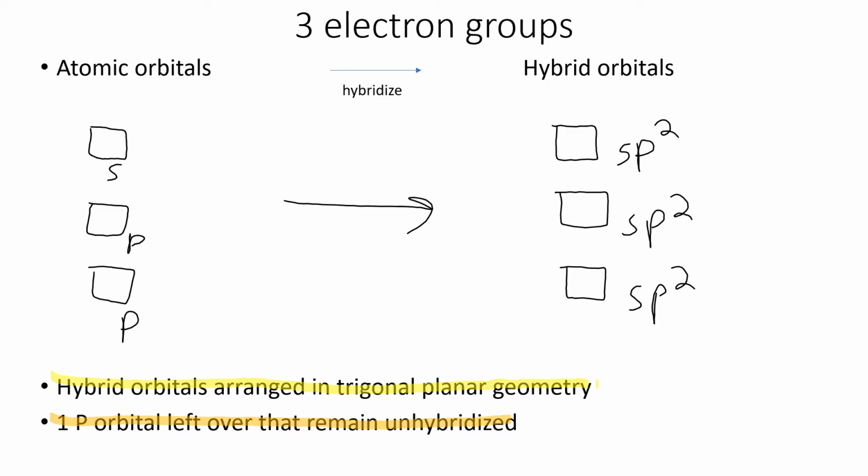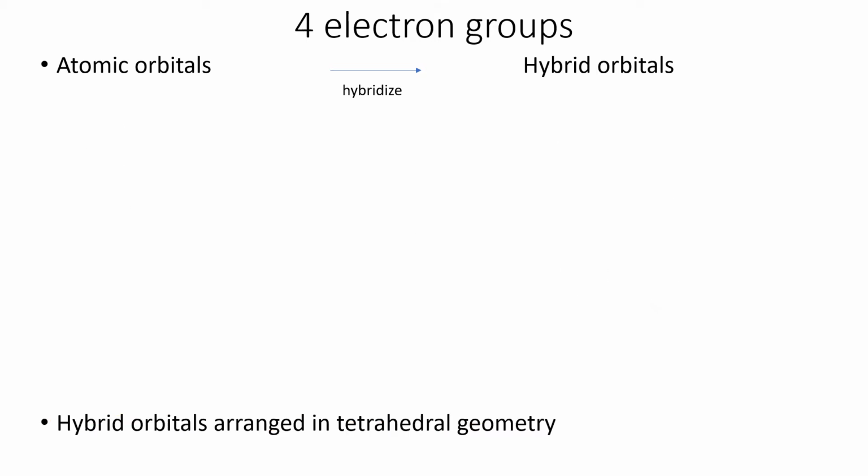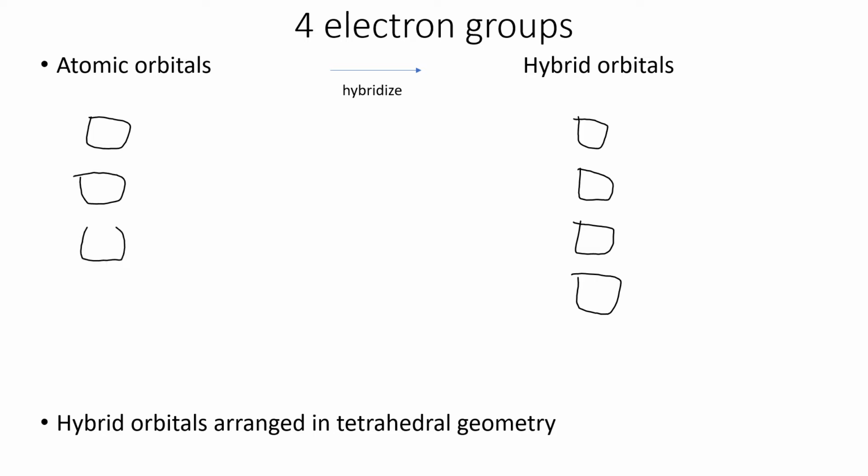Just what we did with three electron groups, we're going to do with four electron groups as well. So again, we're just going to use those guidelines now for four electron groups. That first guideline says, however many electron groups you have, you need that many hybrid orbitals. So four electron groups means I need four hybrid orbitals. Second guideline says, however many hybrid orbitals you have, you need to use that many atomic orbitals. So four hybrid orbitals had to come from four atomic orbitals.